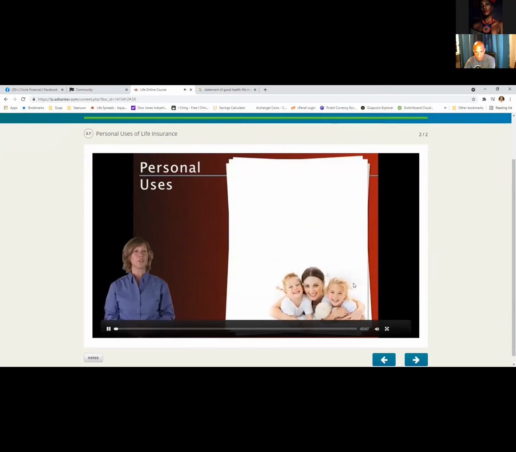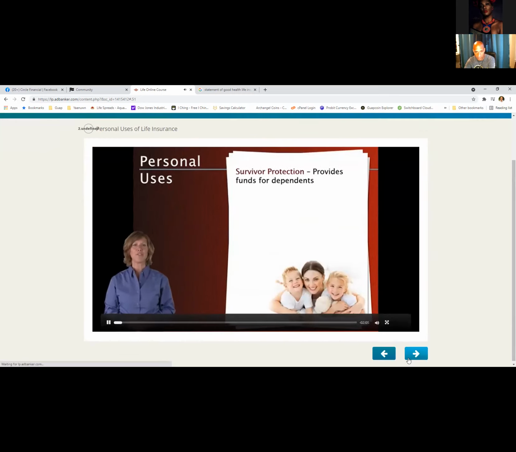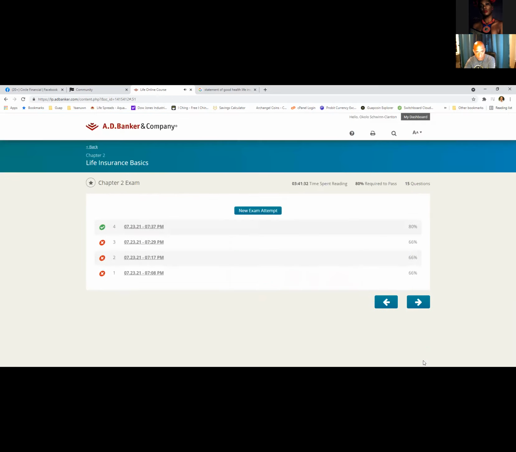Personal uses, survivor protection. So we already went through those. I think we're pretty smart. We understand what that means. So we're going to try a new exam attempt.